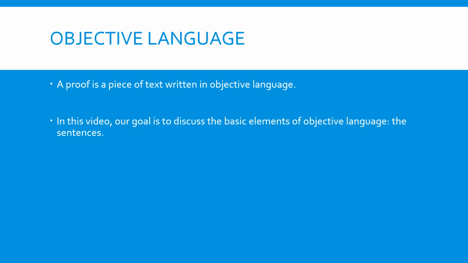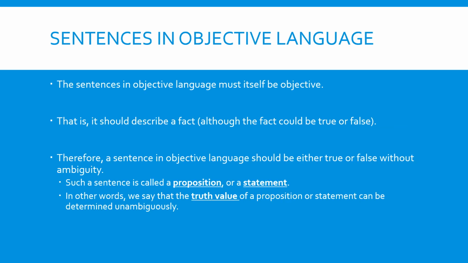Recall that in the previous video, we said that an argument or proof is nothing other than a list of sentences. Now that we know that the sentences included in the argument should also be objective or formal. As a result, in this video, we will discuss how to judge whether a sentence is objective and how to write objective sentences. An objective sentence should describe a fact. And since it is a fact, it should be verifiable.